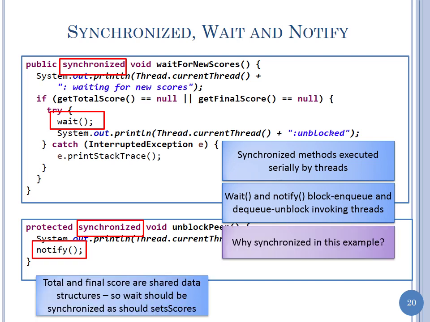And why synchronized methods? Total and final score are shared data structures, so wait should be synchronized, as should set score. Set score changes these variables, so it should also become synchronized. I told you that threaded programs are hard to get correct. Part of the reason is that you have to make sure the synchronization occurs correctly, and doesn't lead to deadlocks where you wait on each other.